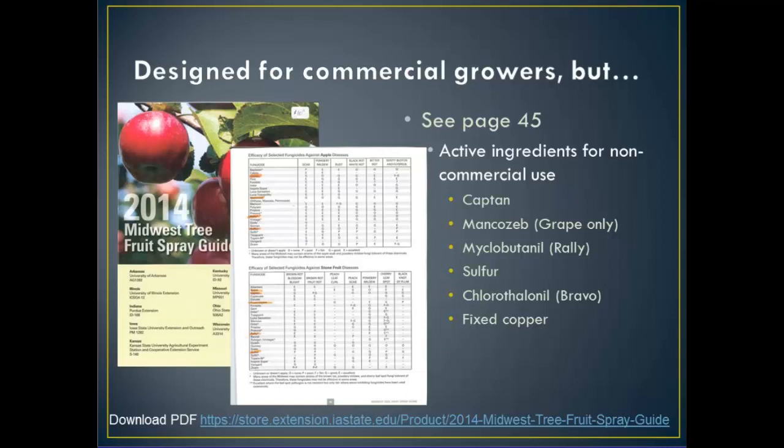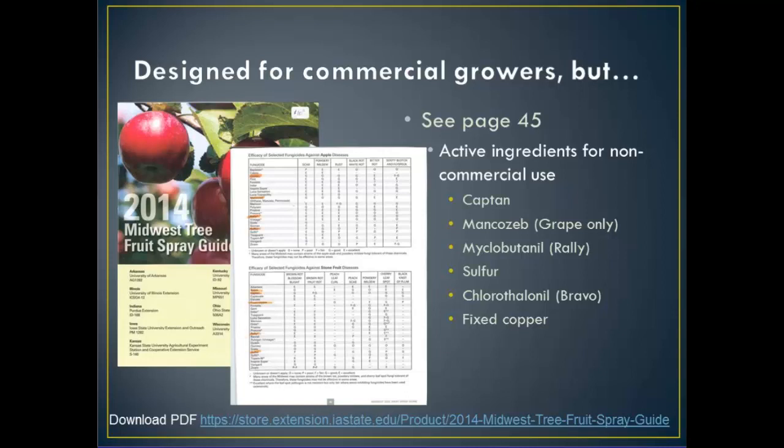So you can see that there are quite a few commercial products available and much less so on the home market. And to the right, I'm listing the main ones that you're going to be able to find if you do a little bit of looking. As I go through this list, Captan is going to be readily available in most garden centers. Mancozeb, though, you're going to have to look for. And unfortunately, even though it's really good on some apple and peach diseases, for whatever reason, they did not label it on the home version for peaches and apples. They only added the grape label.